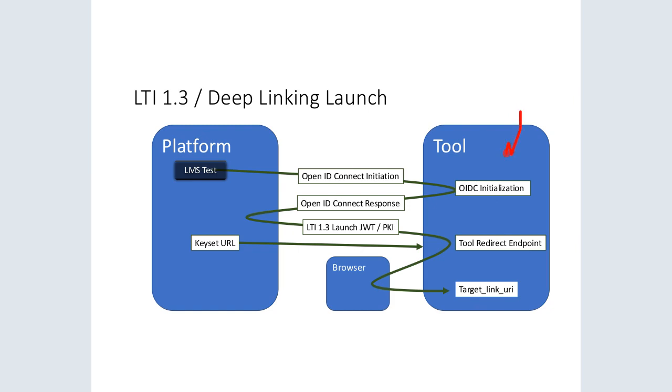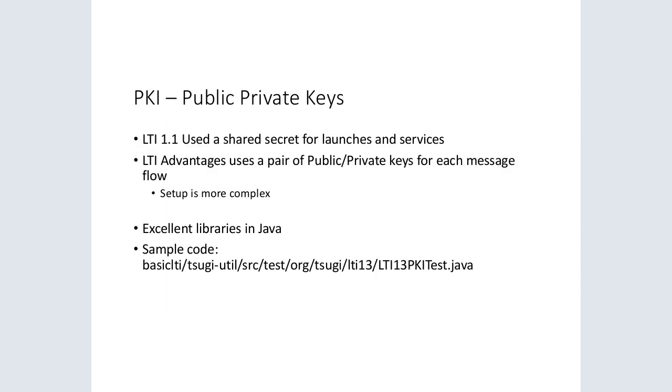So the tool must provide you, here's my initialization endpoint, here's my tool redirect, and the target link URI is actually placed underneath this link here. And I haven't even shown you content item. Content item is pulling these things in. So that's the launch. Let's take a bit of a look at how this works.